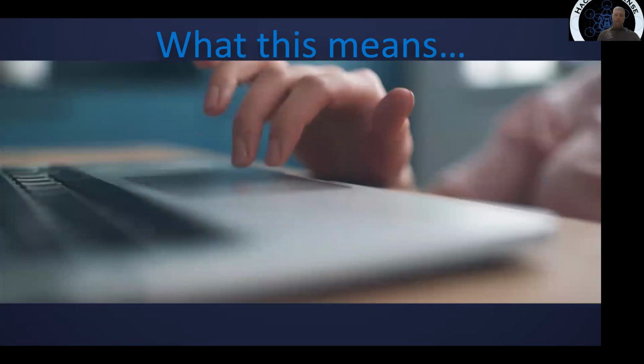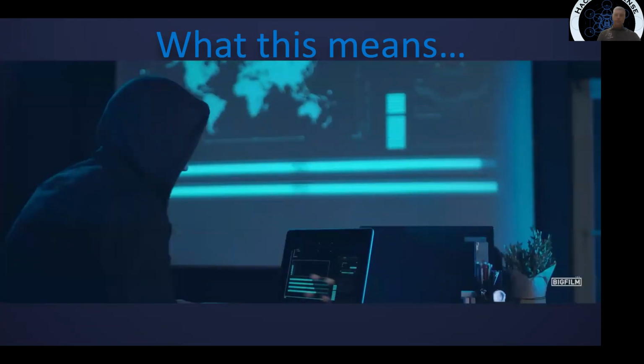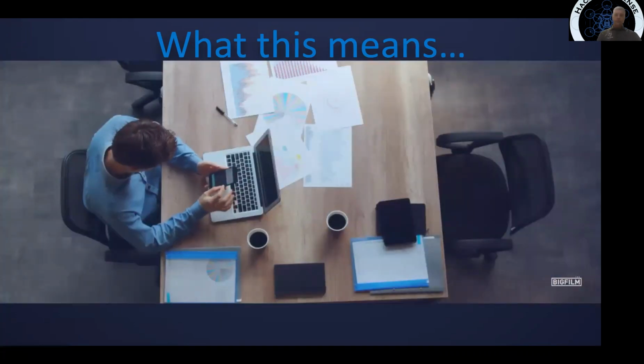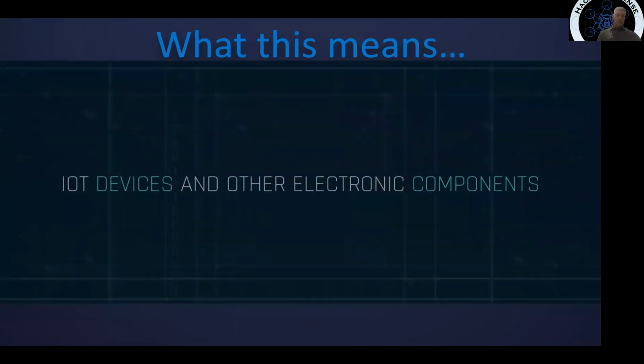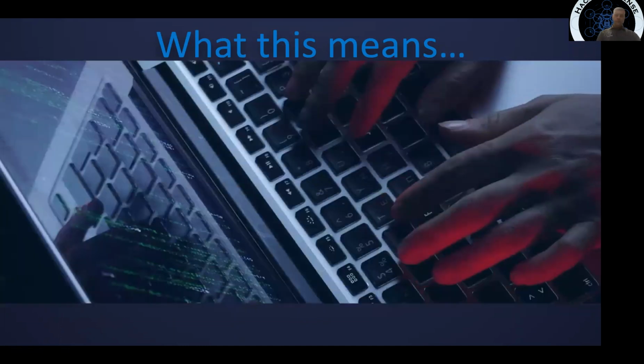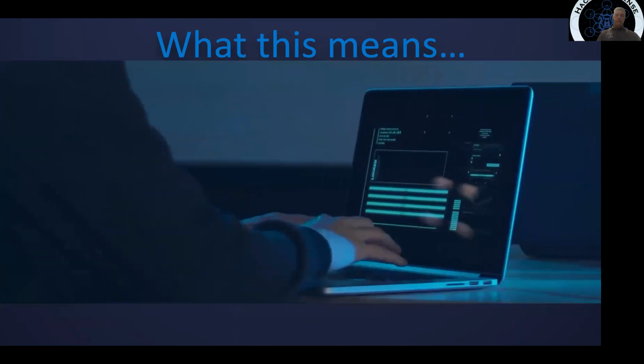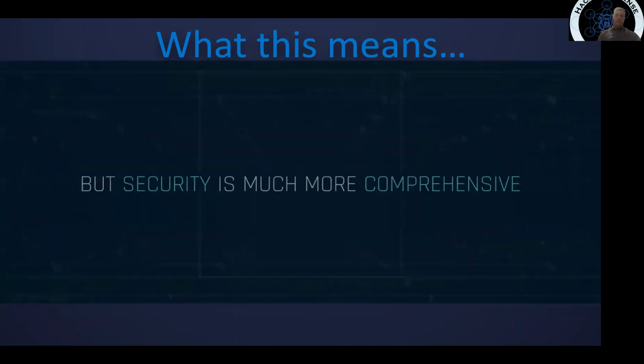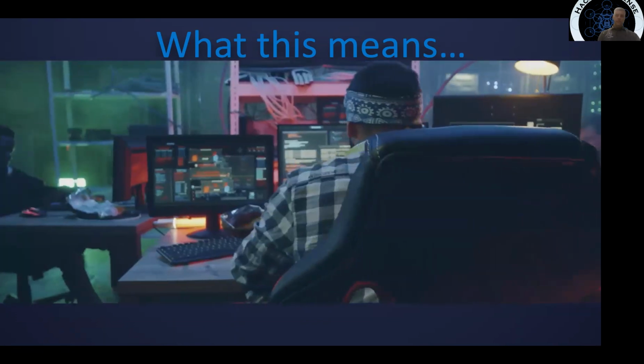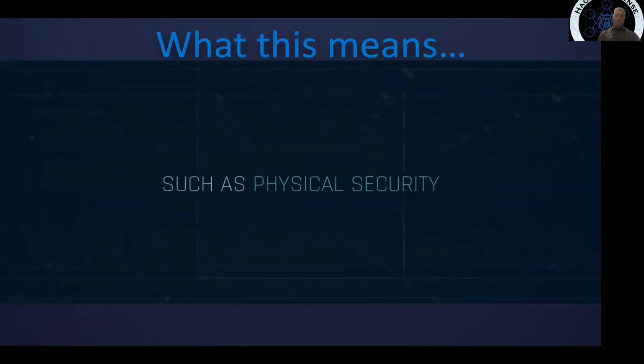When people think of cybersecurity, they think of computers, smartphones, tablets, IoT devices, and other electronic components. And then they think of the cyber attacks that can compromise or destroy the services and/or these gadgets. But security is much more comprehensive. It includes many different aspects, such as physical security.